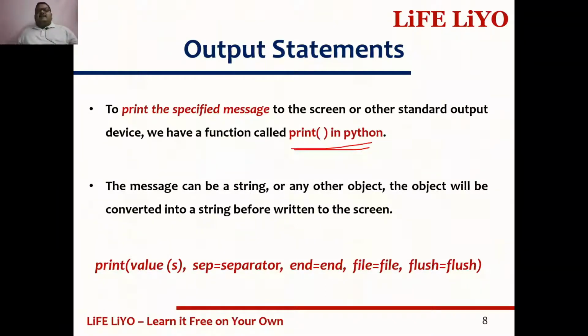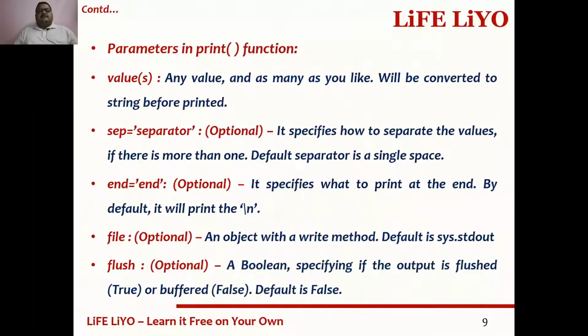Now what is the syntax of this print function? For printing, first and foremost are the values to be printed. Then the remaining are all optional, that is sep equal to separator, end equal to end, file and flush. These four are the optional ones. Now before going to the example, let's look at the detailed explanation of what the parameters of this print function are. These are the parameters in the print function.